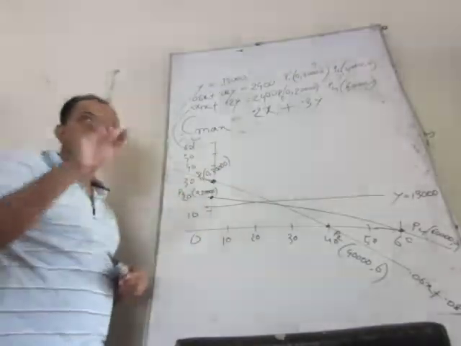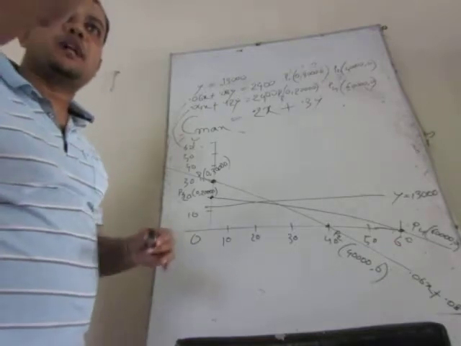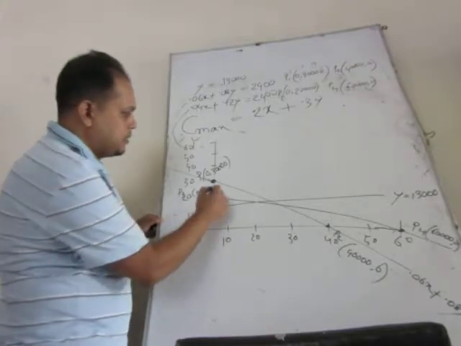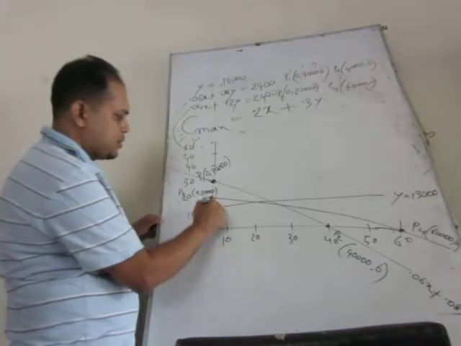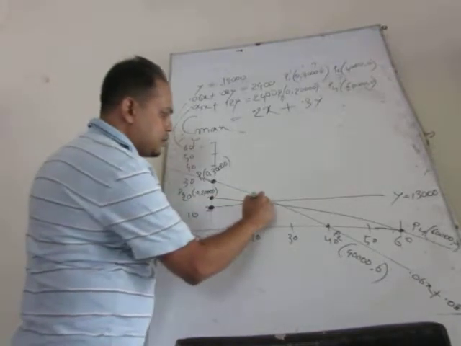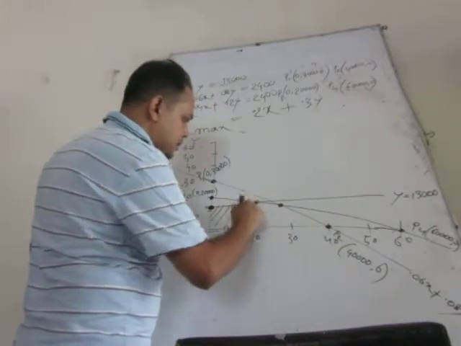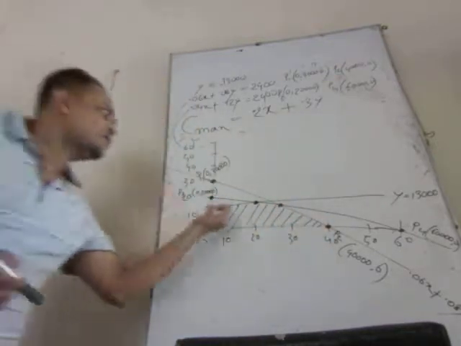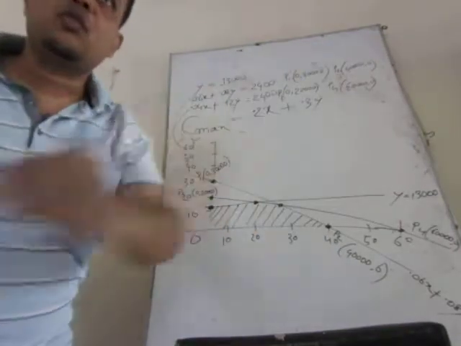Clear? Now, after drawing the line, you need to find out the point. You need to point out the coordinates of those points which are within all these lines. See? This point, this one, sorry, this one, and this one. So you can have a feasible region within all these lines. This is the feasible region. Feasible region means the region within all these lines.